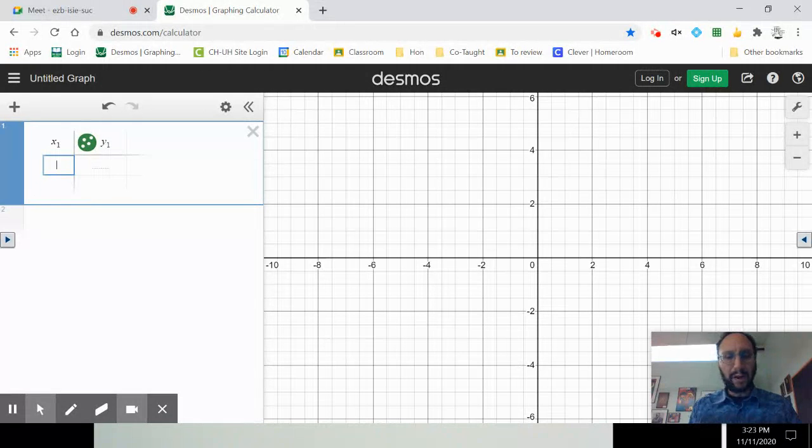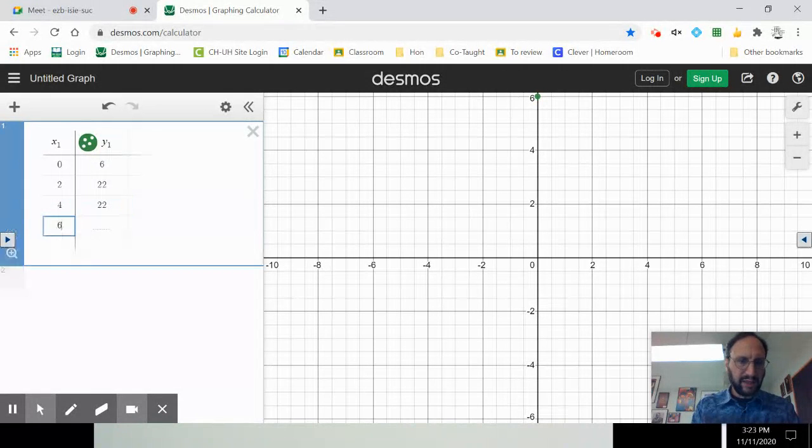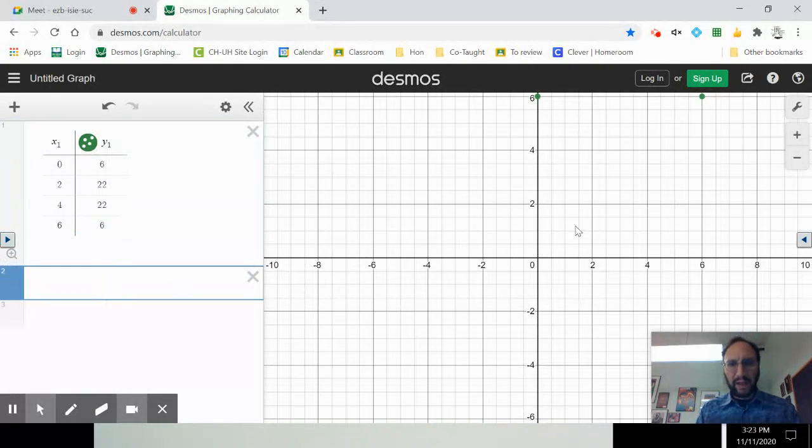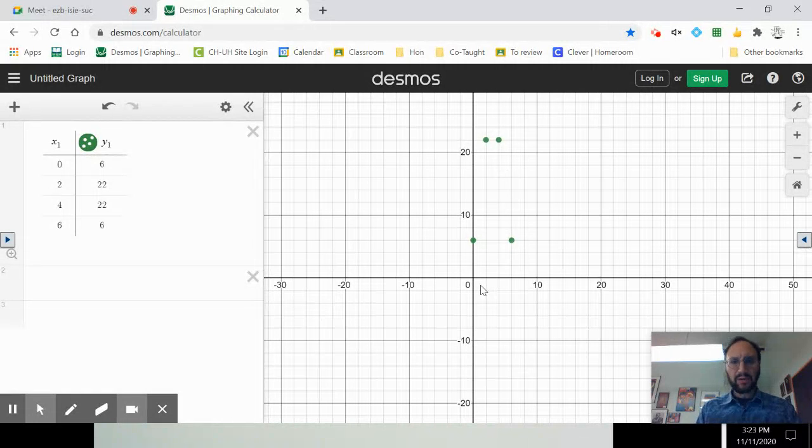So recently we had a problem like this. It said, a ball goes up, and after 1 second, it's at 6 feet. After 2 seconds, it's at 22 feet. At 4 seconds, it's at 22 feet again. So it must have gone up and then come back down. And then at 6 seconds, it's back down at 6 feet. So we get something like that. You can look at the data like that. You can scoot, you can zoom out and see what's going on.